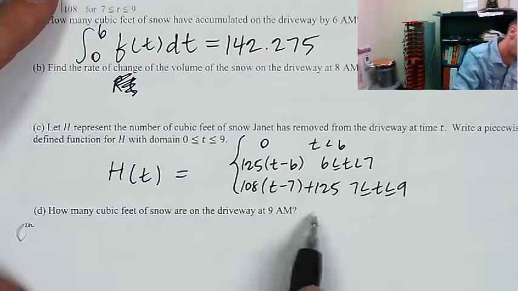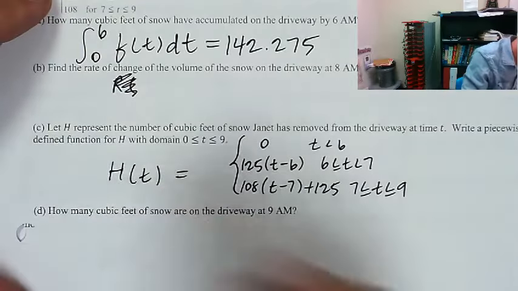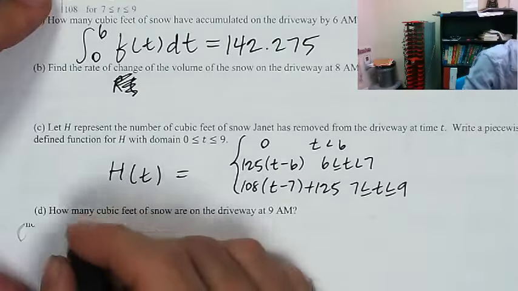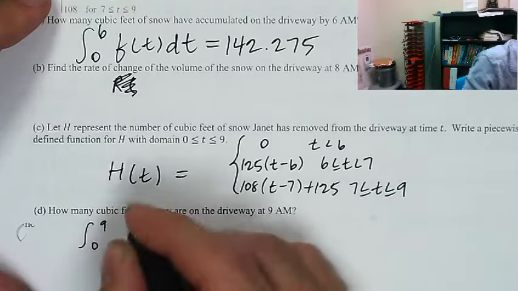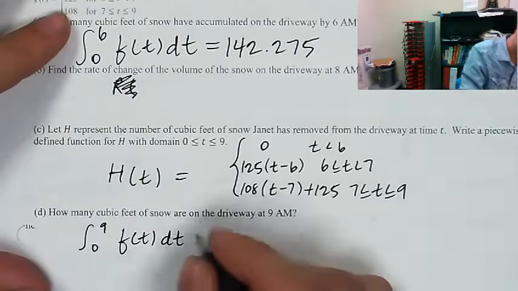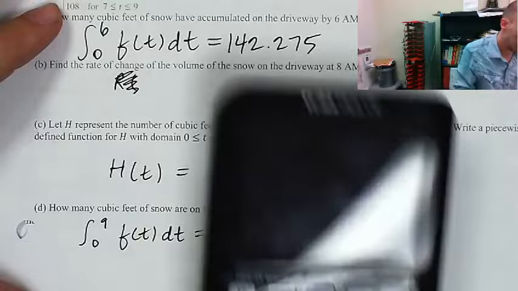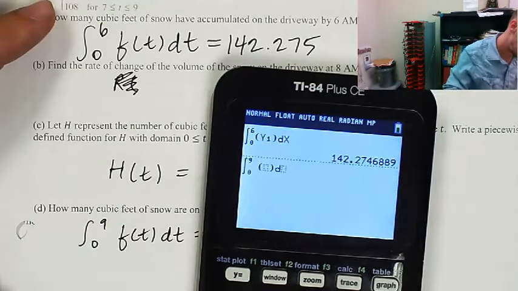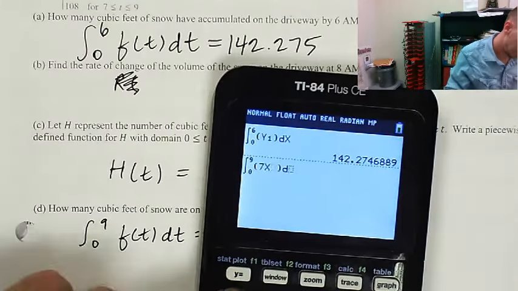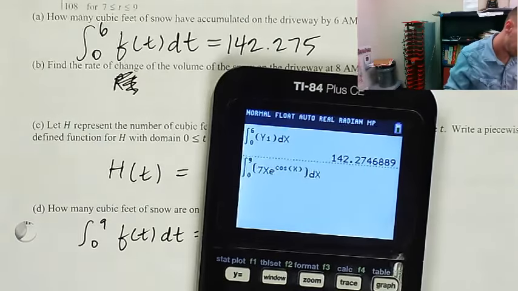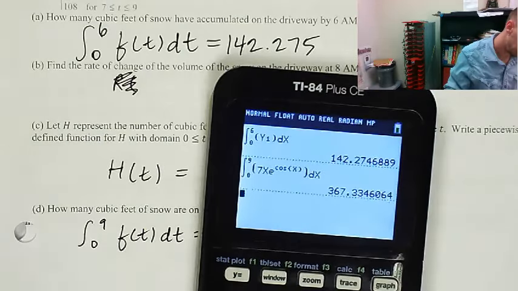So how many cubic feet of snow are on the driveway at 9 a.m.? Okay, so there's none on the driveway when it starts snowing. So the amount in is going to be the integral from 0 to 9 of f of t dt. And that's going to be, well, let's find out. The integral from 0 up to 9 of 7t e to the cosine t dt. And I get 367.